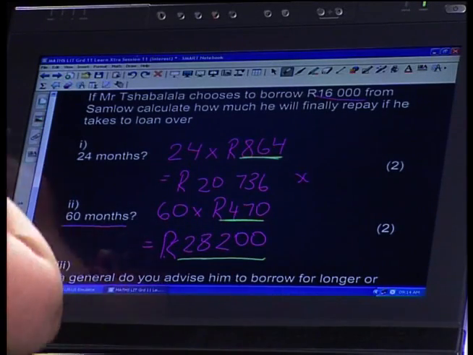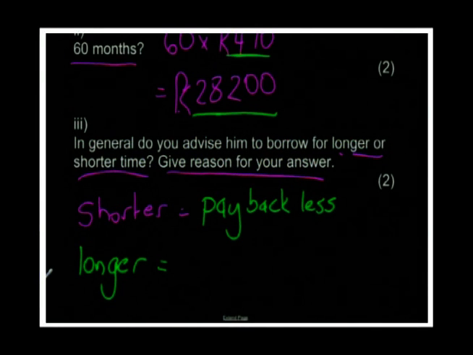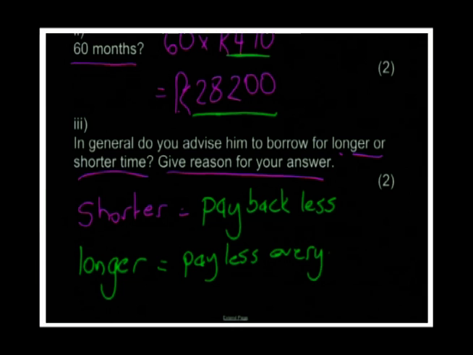If he takes the loan for a longer period, he's paying less back each month. Now, he might be in a position where 470 Rand is far easier for him to find every month than it is to find 864. So I'm going to say, well, take it for a longer period. That's because you pay back less every month. Now I know he's going to be paying for a longer period, but maybe he can afford 470 Rand every month as opposed to 860. So think about these kind of things that are not direct, simple, in-your-face kind of solutions.